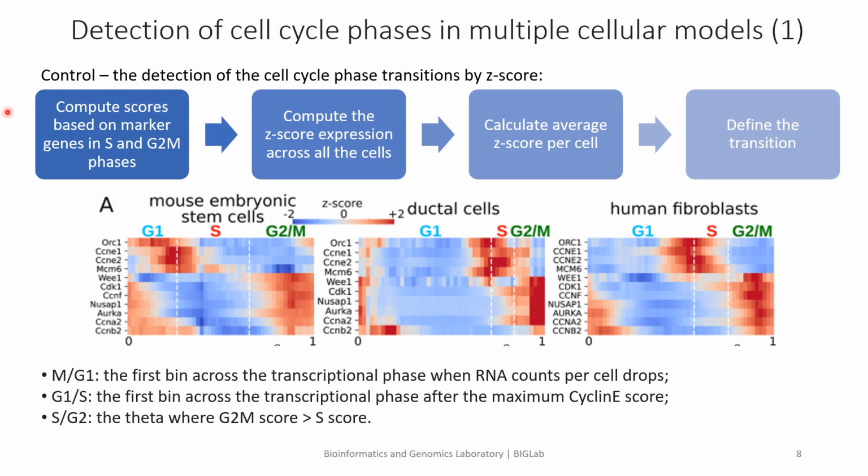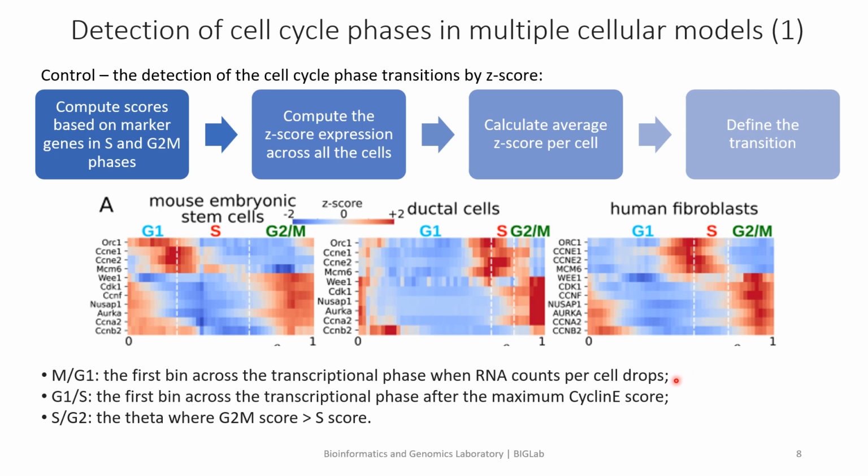As a control of DeepCycle, the authors did an analysis with detection of cell cycle phase by Z-score. They counted the number of RNA per cell, then calculated the Z-score expression, and based on the average Z-score per cell, the authors defined the transitions, and these conditions are used to differentiate cell cycle phases. I show here that a cell in M jumps into the first G phase, G1, since the first peak crosses the transcriptional phase when RNA count per cell drops.